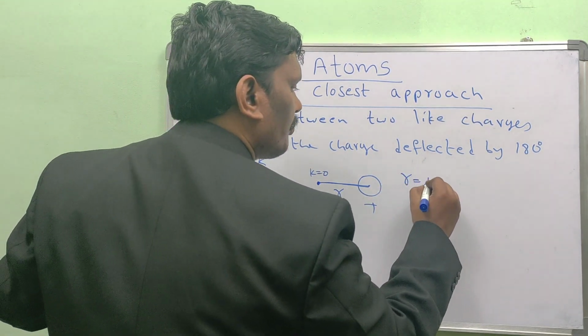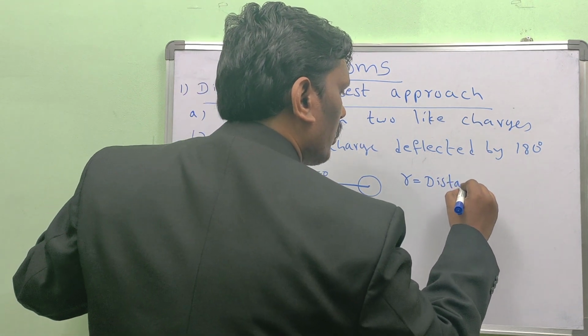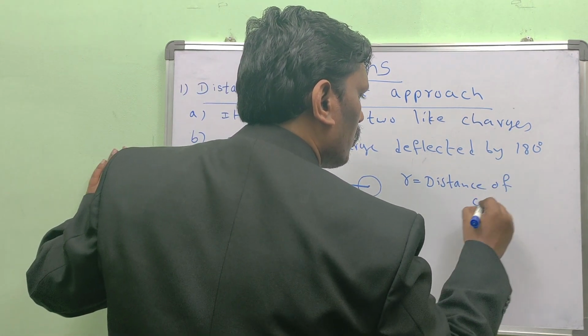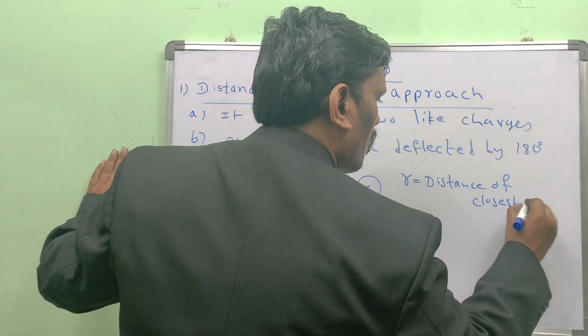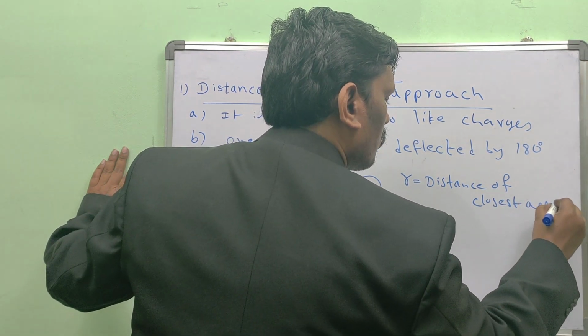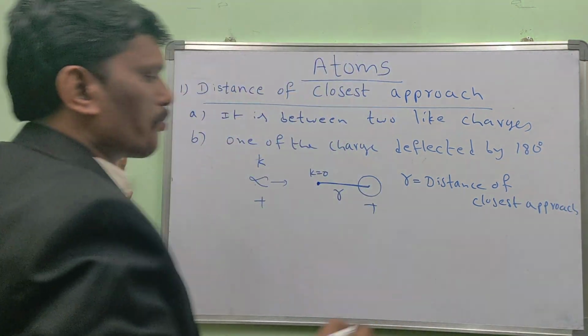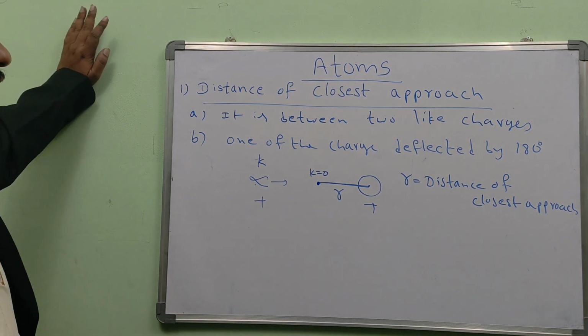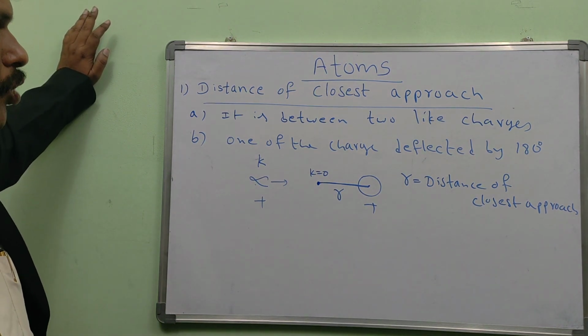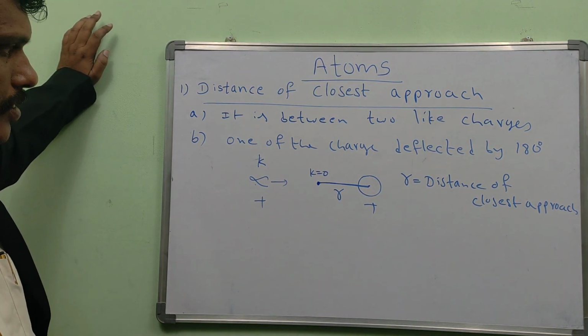where R is equal to the distance of closest approach. Now you are going to understand the distance of closest approach, and then you will see how to calculate it.